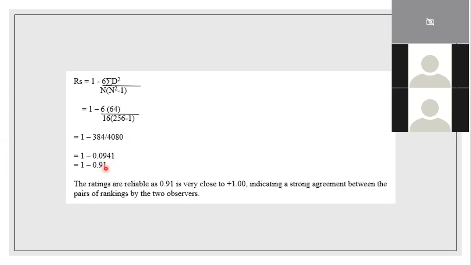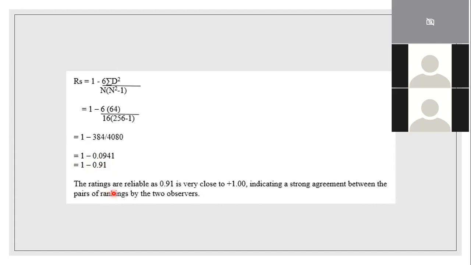0.0941. And minusing that from 1 leaves us with this. 1 minus that is just equal to 0.91. This 1 minus is supposed to be out to this point. So the answer here is 0.91.